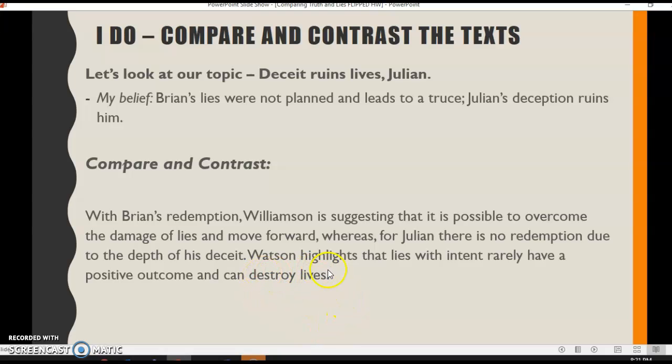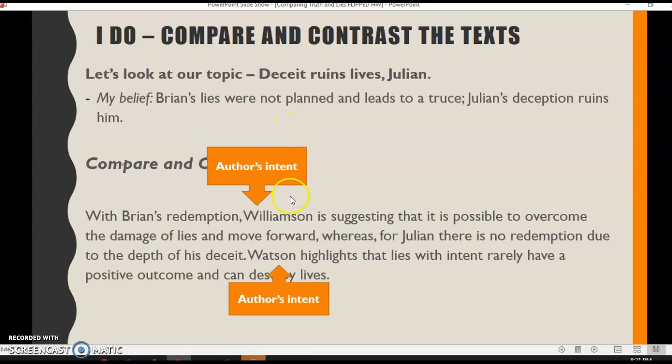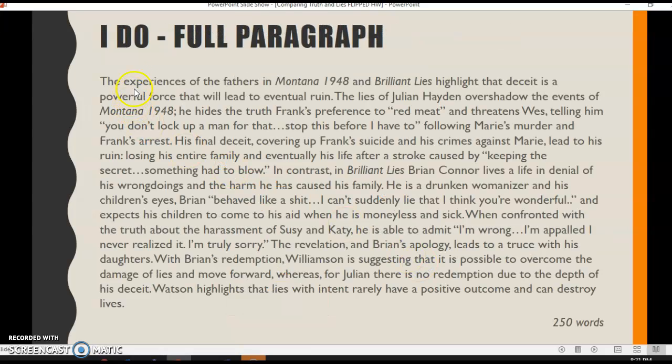This is also similar to a topic sentence. It takes me right back to my topic sentence, a link sentence. So here we see author's intent: Williamson is suggesting, Watson highlights. Comparative language. Right, and here is the full paragraph together. All right, I'll put a Word copy up in Teams for you all. So that is your homework.